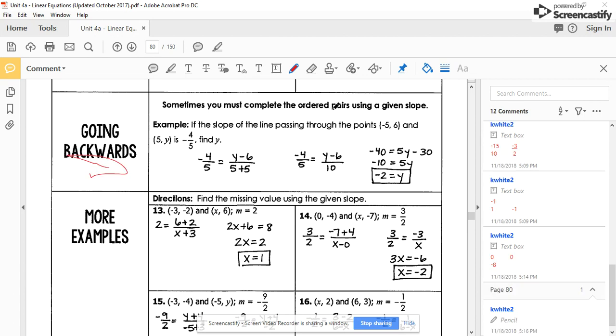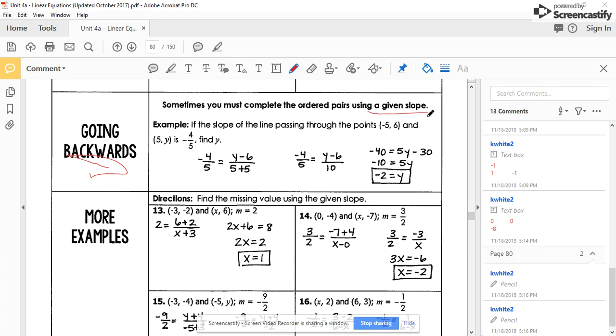So sometimes you must complete the ordered pairs using a given slope. So for example, you have 2 points, but you're missing part of the point. You're missing the y, but you know what the slope is. So in this case, the slope is -4/5. So we're going to use the slope formula again, only instead of not knowing m, we know m. So we're going to plug in -4/5 for m.